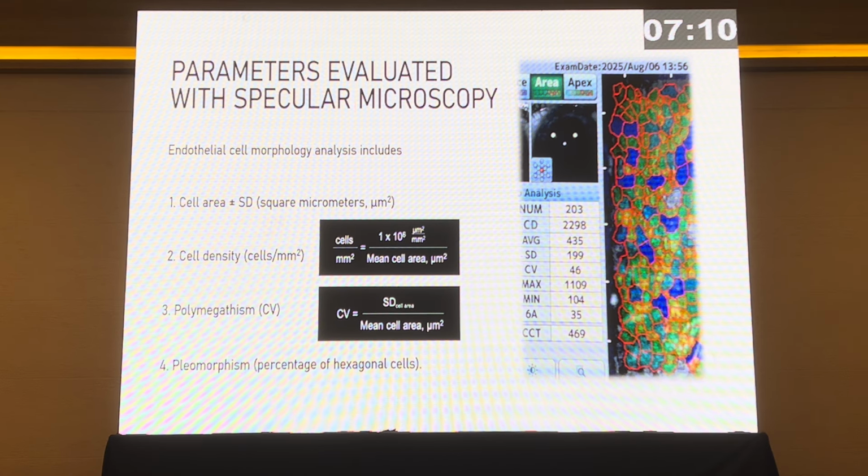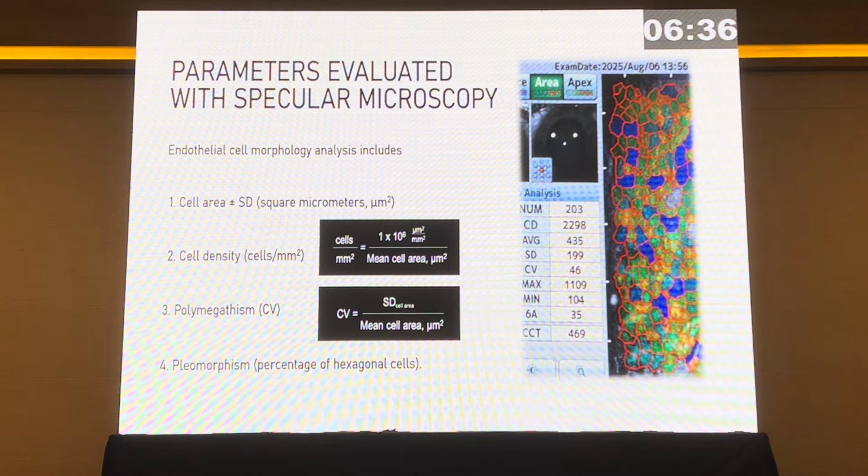You can look at the cells physically like that, but also look at the parameters. This is the usual picture you see in the specular. We have to look at the number of cells studied, CD, which is the cell density. This is the average area, the standard deviation. This is the coefficient of variation, which is a study of polymegathism, and then the CCT, which is the central corneal thickness. Here you can see the cell density is 2298, which is good. The average area is also reasonably okay. The coefficient of variation I will come to later, and the CCT.